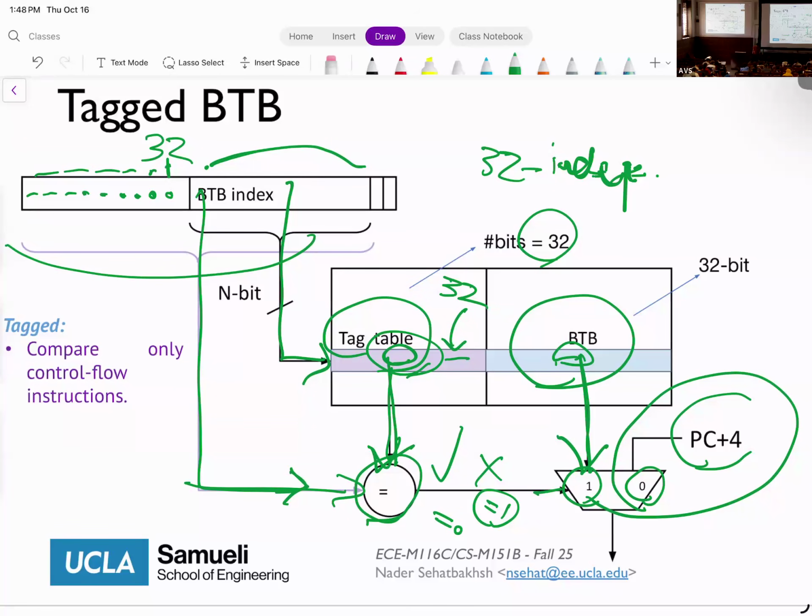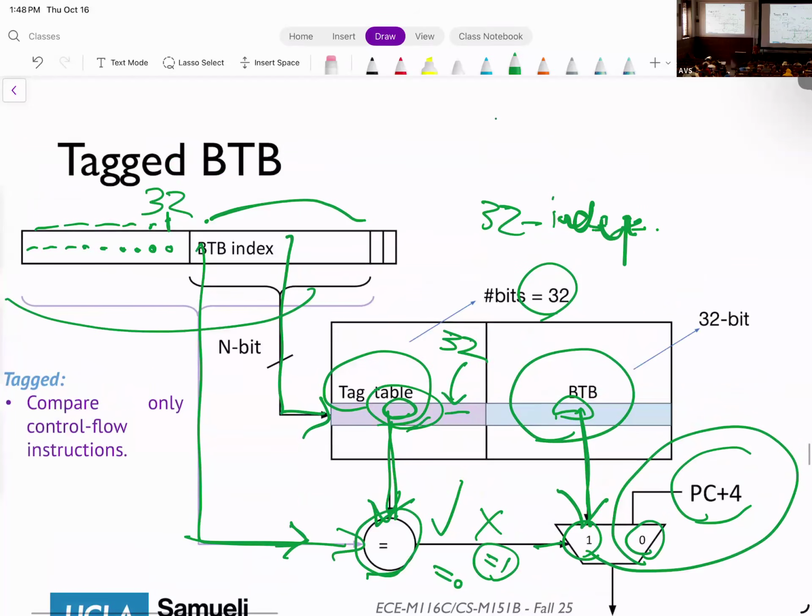Good question. The question is that if you've already seen this one with the index, you store that in the table, right? And now if a new branch comes that happens to have the same index but a different tag, what will happen? For now, just imagine one entry per row, okay? So they basically replace each other. So the 00011 would basically replace the one with all zeros.